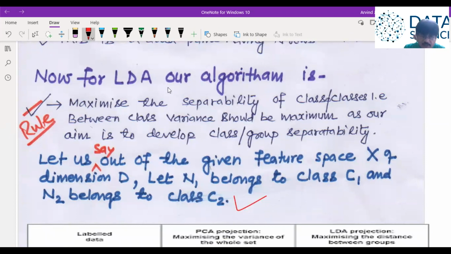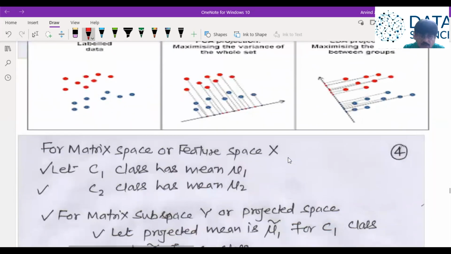So what is our aim for the LDA? The rule is this: maximize the separability of class or classes, that is, the between-class variance. The class variance or the separability between classes should be maximum, as our aim is to develop maximum class or group separability, right?